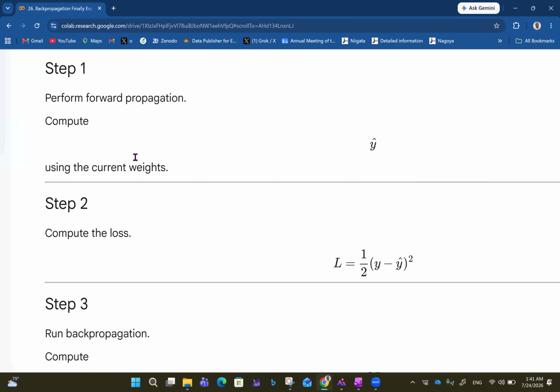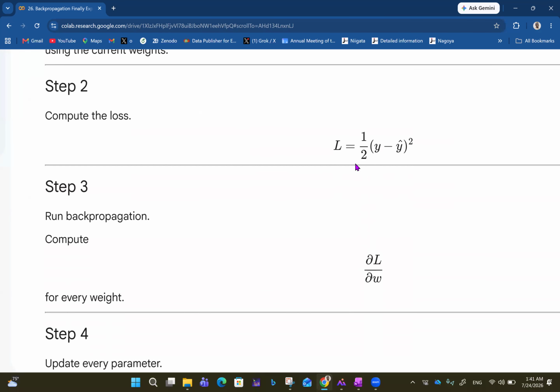Step one, perform the forward propagation, where you compute y cap, the prediction, using the current weights. Then the loss is computed. In step two, L is 1 over 2 (y minus y cap) squared. If you have many predictions, you take a summation of all of these. Then in step three, you run the backpropagation, where you compute dL/dW for every weight.